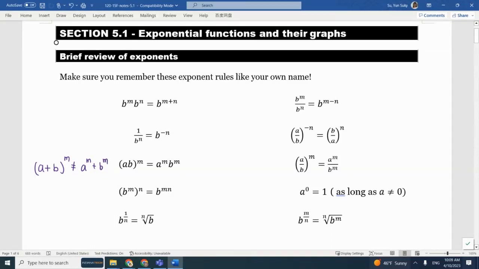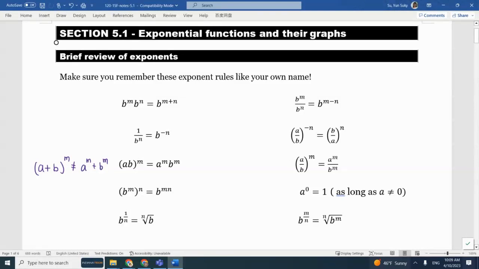You can only distribute the power if you have a product or quotient. Is that clear, everybody? And write it down. This is really a common mistake. When you see a sum or difference, you cannot distribute the power. So be careful with that.